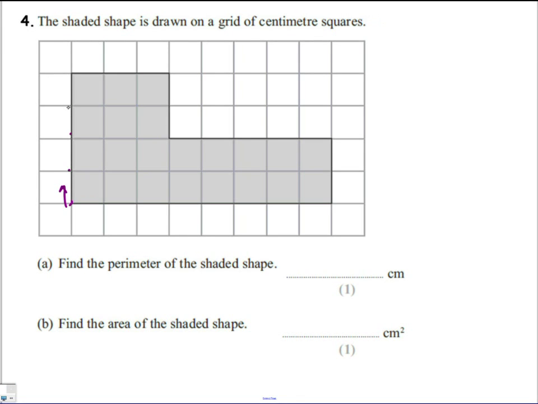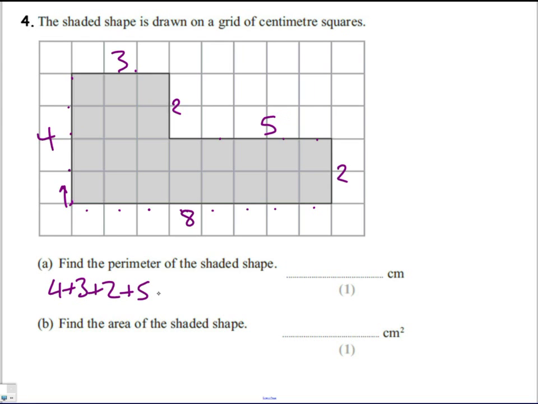So we've got 1, 2, 3, 4, 1, 2, 3, 1, 2, 1, 2, 3, 4, 5, 1, 2, 1, 2, 3, 4, 5, 6, 7, 8. So we have 4 plus 3 plus 2 plus 5, plus 2, plus 8. That takes us all the way around. Put that in your calculator if you want to. 7, 9, 14, 15, 16, 24 centimetres for 1 mark.